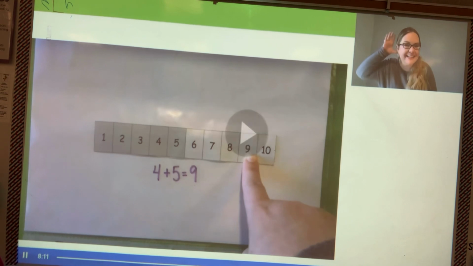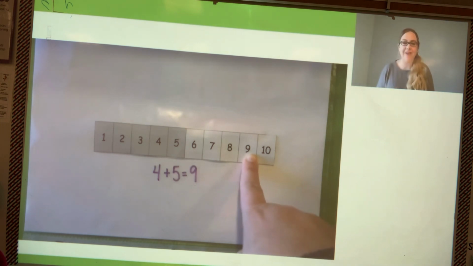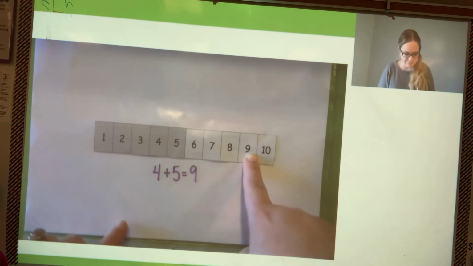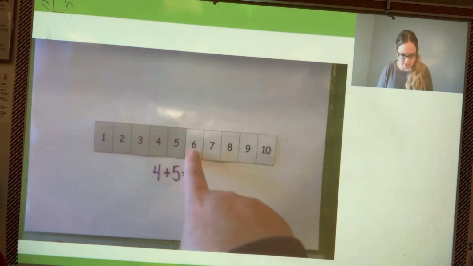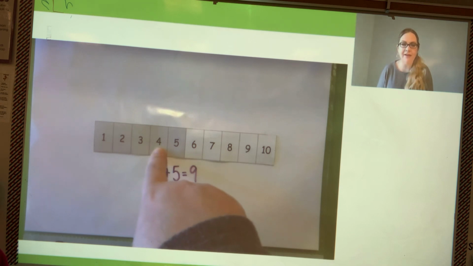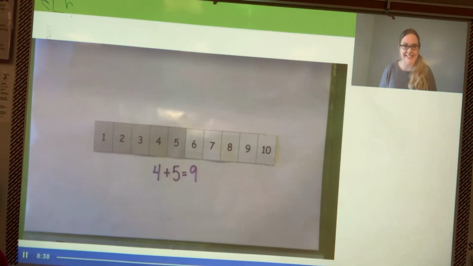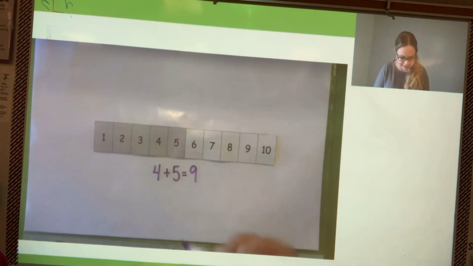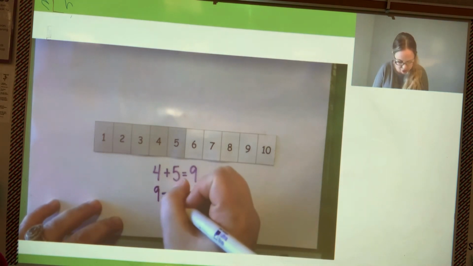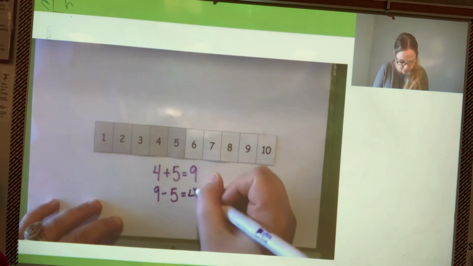Let's see if we're right. Very good. We will go backwards 5 spaces because we are taking 5 pigeons away. So let's do that. 1, 2, 3, 4, 5. How many pigeons do we have left? Let's write that in a number sentence. So we started with 9, we took away 5, and we had 4 left.